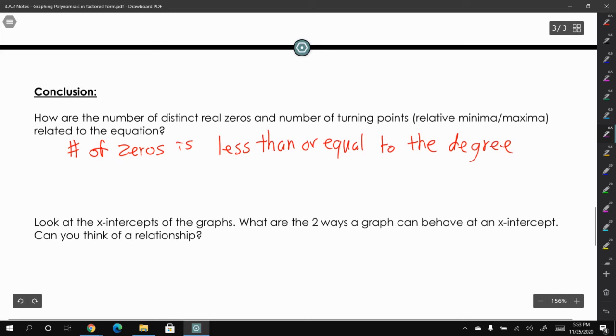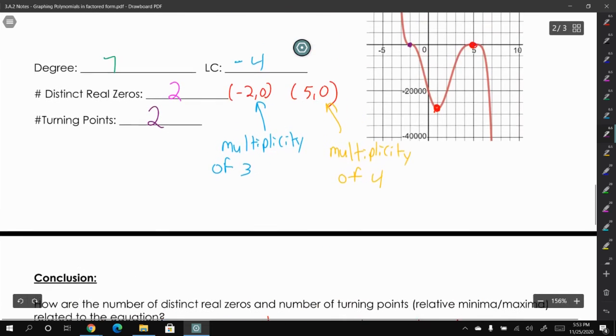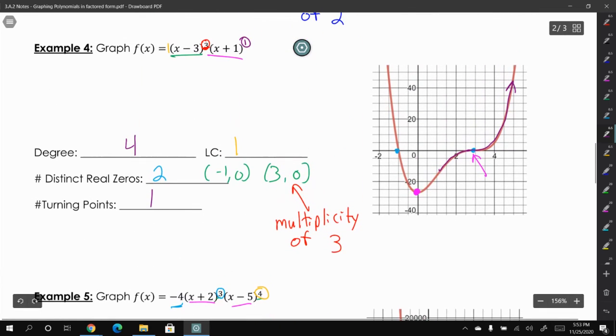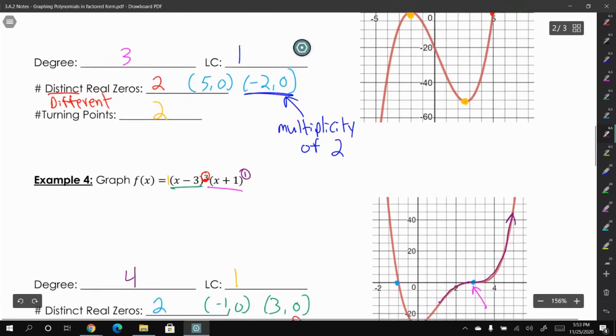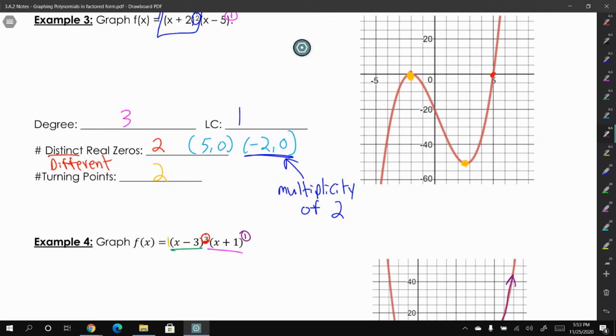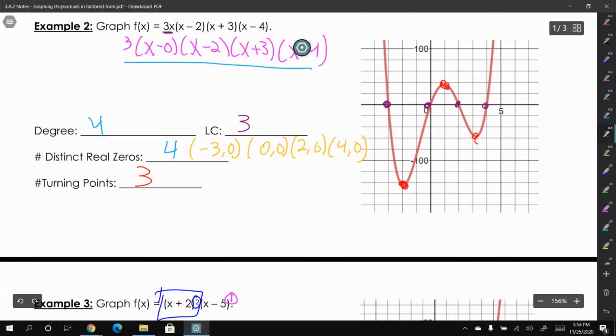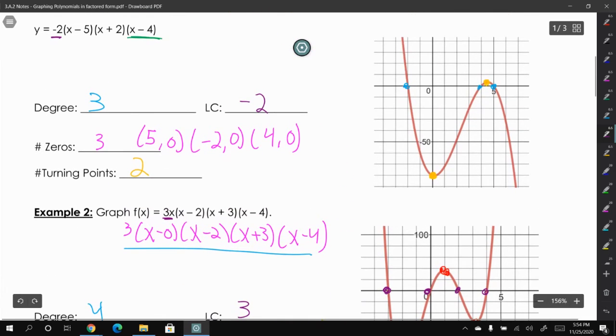Now let's look at the turning points. Okay, here the number of turning points is the same as the number of zeros, but also less than the degree. Here the turning point is smaller than the number of zeros and smaller than the degree. Here the number of turning points is equal to the number of zeros, and the number of turning points is smaller than the degree. Here turning points is smaller than the number of zeros and the degree, and same thing here.